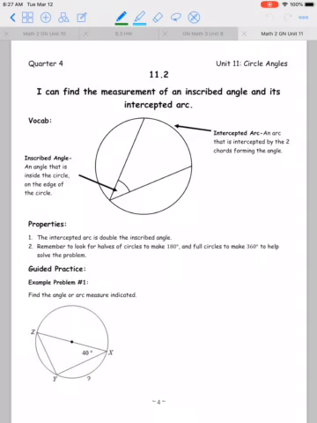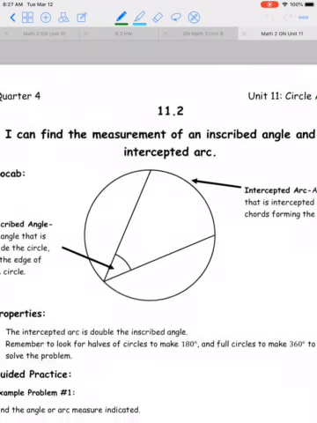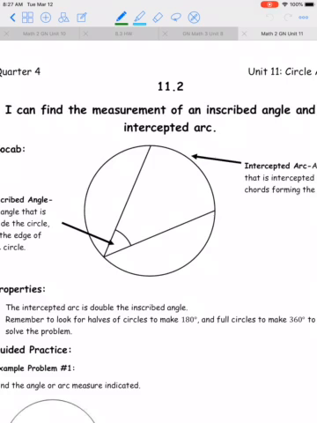Okay, 11.2. Again, we're looking at angles in circles. So now we're going to look at an inscribed angle, which means that it's got a point on the circle, and it goes all the way across to an arc on the other side. And their relationship is double, which means if this angle is 50, this arc is 100. So it's times by 2. And then to go backwards, you half it.